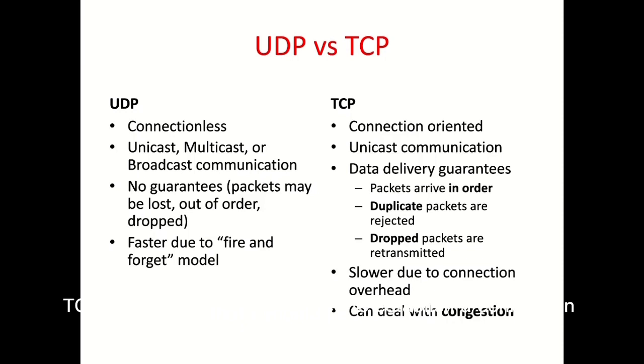TCP is slower because we need to establish a connection before we can communicate. But it does allow you to deal with congestion, which becomes a serious problem. So we talked about congestion before, right? We have too many packets being received by a destination, and that destination can't process them. So because they can't process them, it gets discarded into the ether, and we don't necessarily want that.